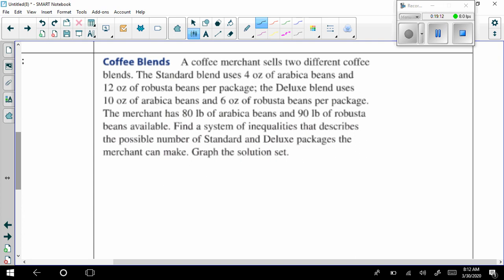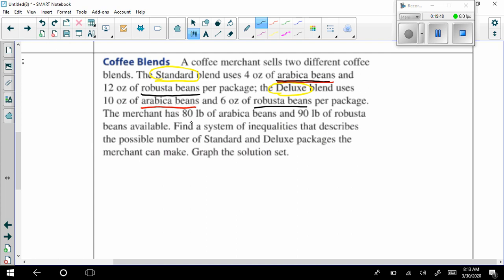A coffee merchant sells 2 different coffee blends. The standard blend is 4 ounces of Arabica beans. I'm probably saying that wrong, but that's one type. And then we have Robusta beans, 12 ounces per package. Deluxe blends, and so we have a standard blend and a deluxe blend, uses 10 ounces, I should color code these, of those and 6 ounces of those.